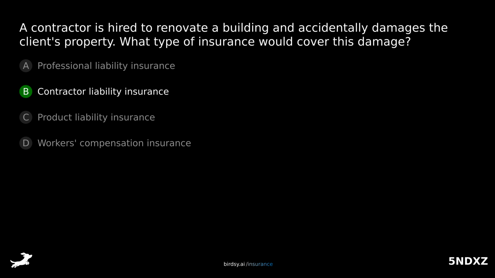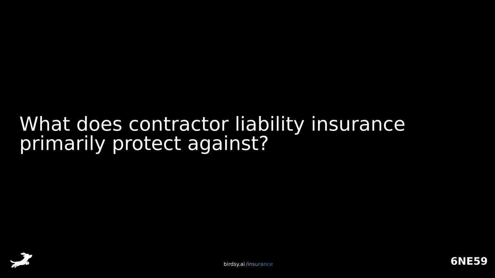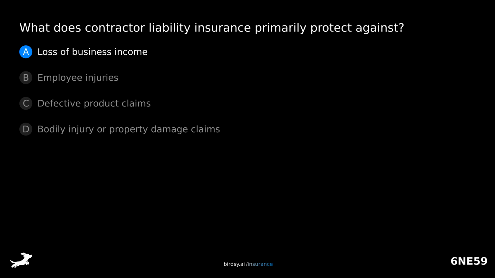Contractor liability insurance. Contractor liability insurance would cover damages caused by the contractor's operations, such as accidental property damage during renovations. What does contractor liability insurance primarily protect against? Is it A, loss of business income, B, employee injuries, C, defective product claims, or D, bodily injury or property damage claims? The answer is D, bodily injury or property damage claims.